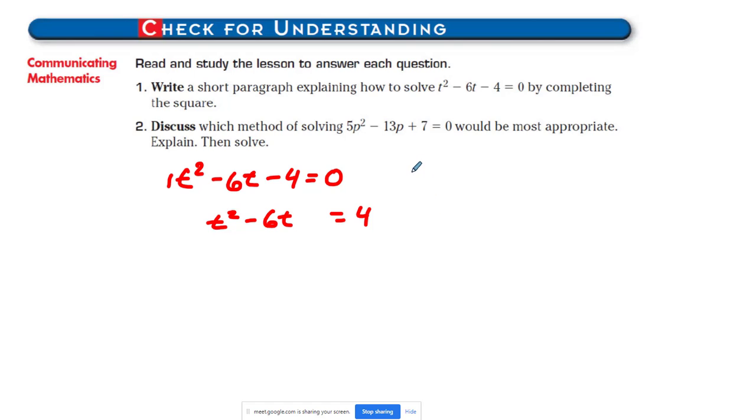So a coefficient of 1 is important, and then you move the number term to the other side of equals.